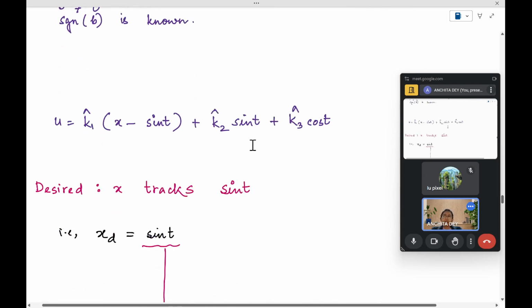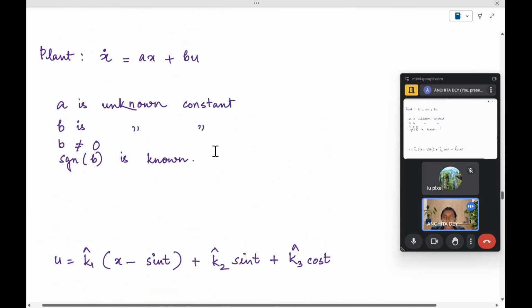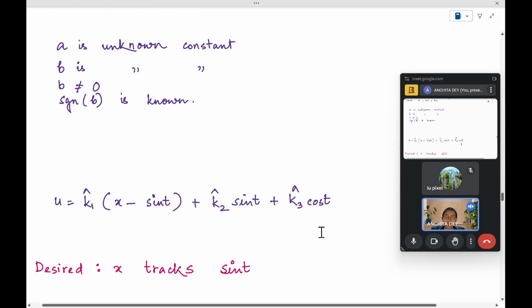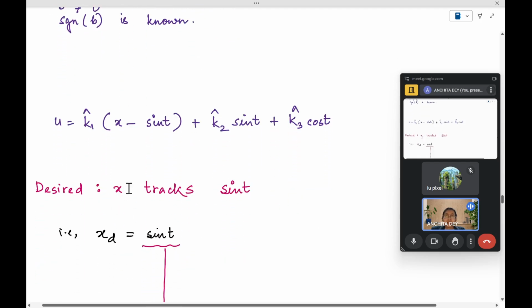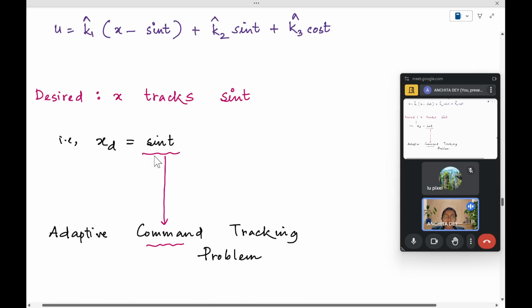Yeah. So we have this expression given to us. U is equal to k1 hat into x minus sine t plus k2 hat into sine t plus k3 hat into cos t. And it's desired that x tracks the reference signal sine of t, right? So the first idea that we get here is that x of t, which is my desired signal, is equal to sine t, and this is simply a command signal that I want my state to track, right?